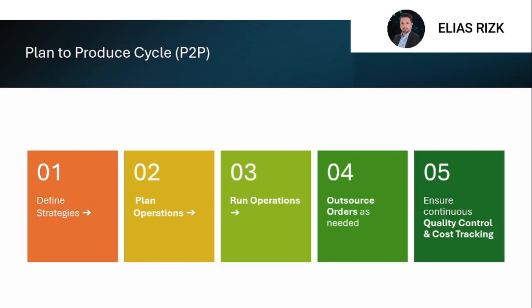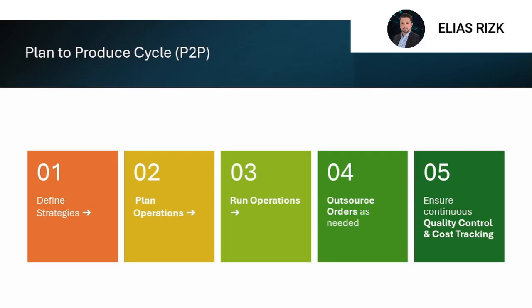Then the third step is run production operation. With everything in place, it's time to run the production operation. This is like the action phase. In this process, workers start doing their things and products are coming to life. While that's happening, there are even more parallel processes we are tracking.